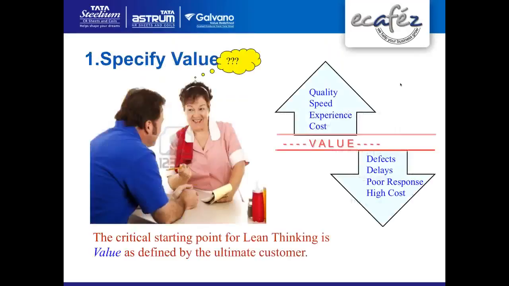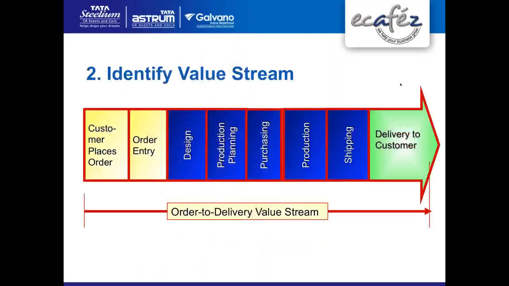Let's see. The first principle is specify value. Just like in a restaurant, the waiters come to the customer and try to find out what exactly we are looking for. So what is enhancing the value? Four factors: quality, speed, experience, and cost. These are the four important factors which increase the value. And what reduces the value? Value distress factors are defects, delays, poor response, high cost. So in exactly the same way, we must try to know what the customer is looking for and try to make it in the value stream. What is the value stream?